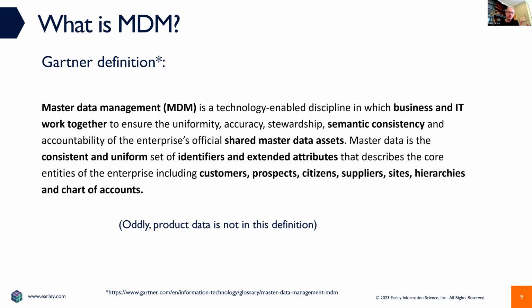Now, when you think about it, that can be product attributes, that can be customer attributes, that can be content attributes, right? Those are the things that need to also be aligned, and people don't think of content in that way. What's interesting here is they didn't put product data in here. So I was a little bit surprised about that. The customers, prospects, citizens, suppliers, sites, hierarchies. Maybe I could have dug a little deeper and found one that included that, but master data for product master is very, very important and very critical.